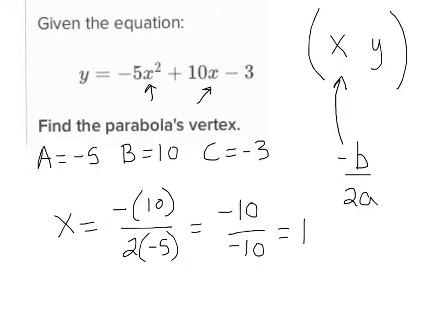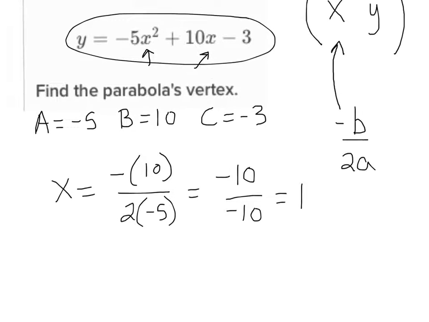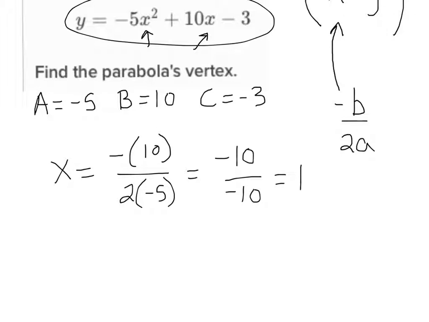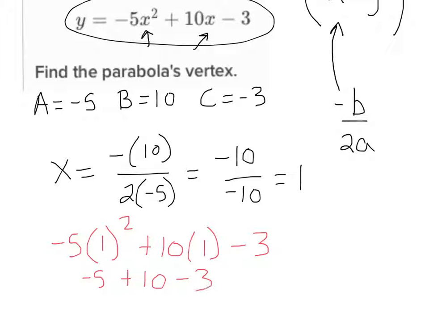Right? Yeah. And now I need to take that positive 1 and plug it in for x everywhere I see an x in this equation, don't I? Right? So let me move this up where I have a little space. And I'm going to plug in 1 for x. So my equation up top is negative 5 times, and since I'm putting a number in for a letter, I put it in parentheses, plus 10 times 1 minus 3, right? 1 squared is 1, times negative 5 is negative 5, plus 10 minus 3. So that's 5 minus 3, which equals 2.